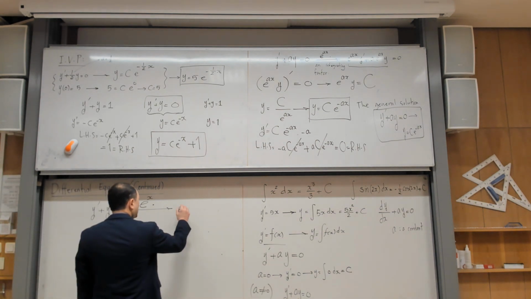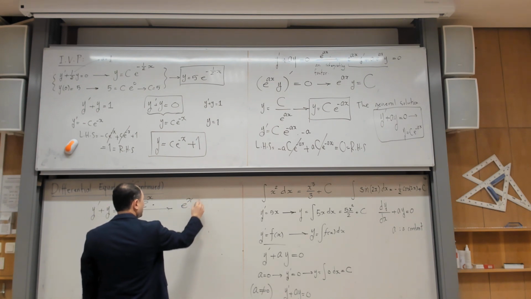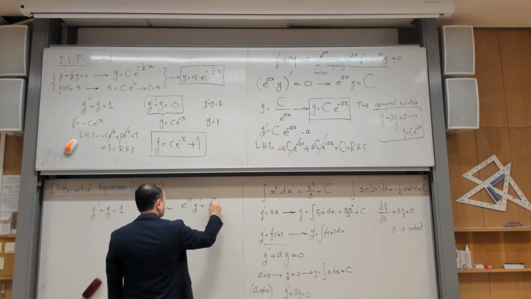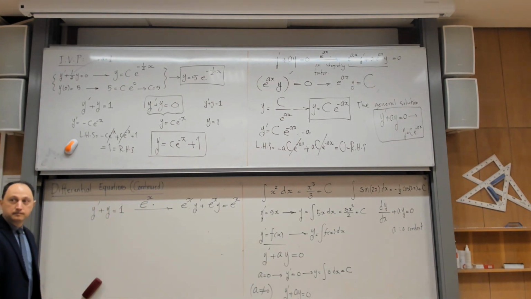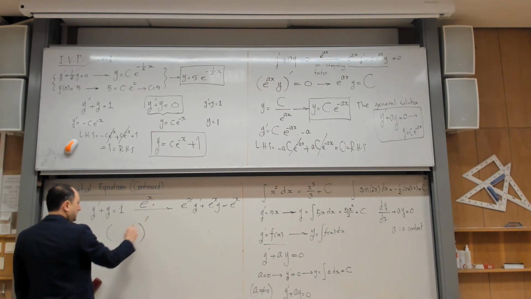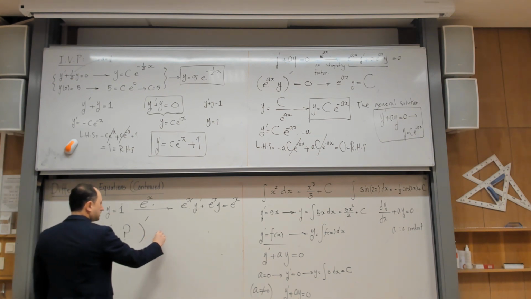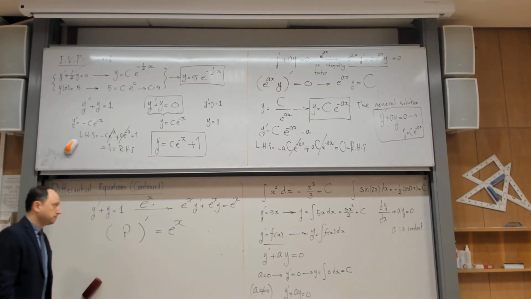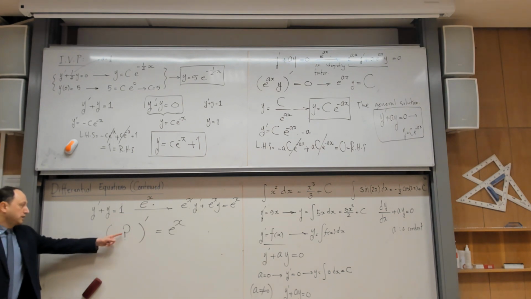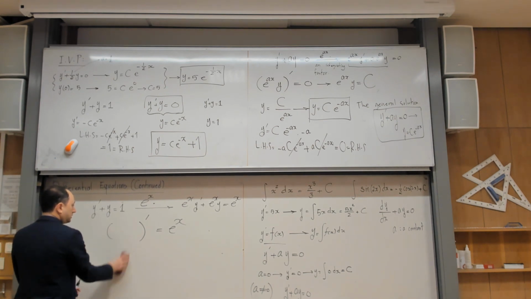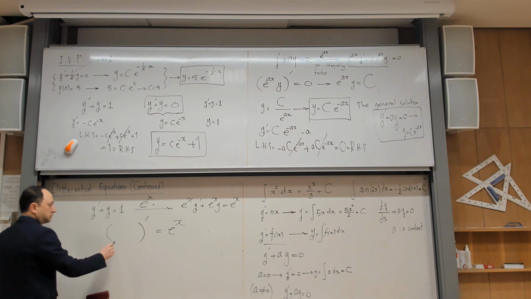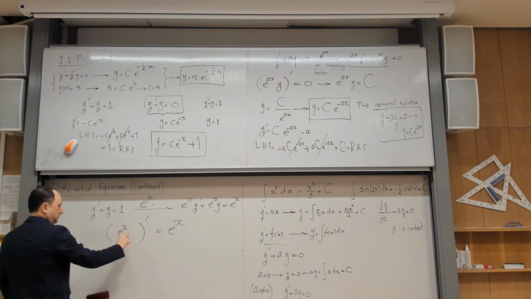So this becomes e to the power of x y prime plus e to the power of x y. On the right hand side I have to write e to the power of x. But can you see that the left hand side is a derivative of a question mark? The right hand side I cannot do anything. I have to keep it. But can you tell me what I can put instead of the question mark now? The product rule. Yes? So what should I write instead of the question mark? E to the power of x multiplied by y.